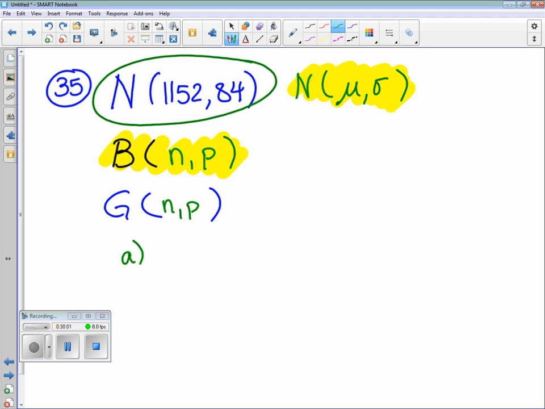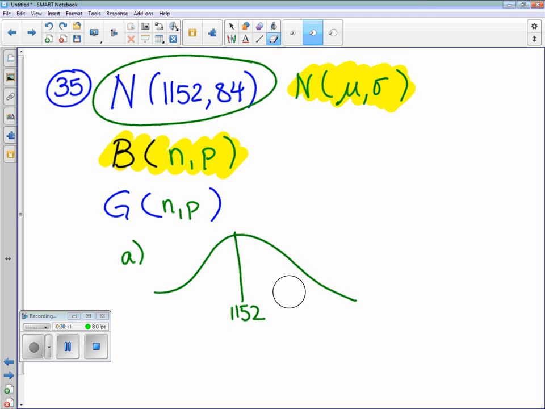The highest 10%. All right, so I'm just going to put my mean, drawing a picture. I don't put my standard deviation on. We want the highest 10% of the weights. So what I'm going to be looking at is if I shade here, what percentage would be here? 10%. Would you agree with that? Any questions about that picture?